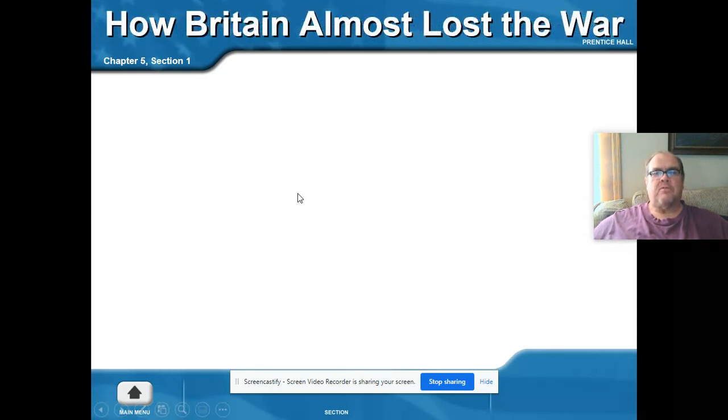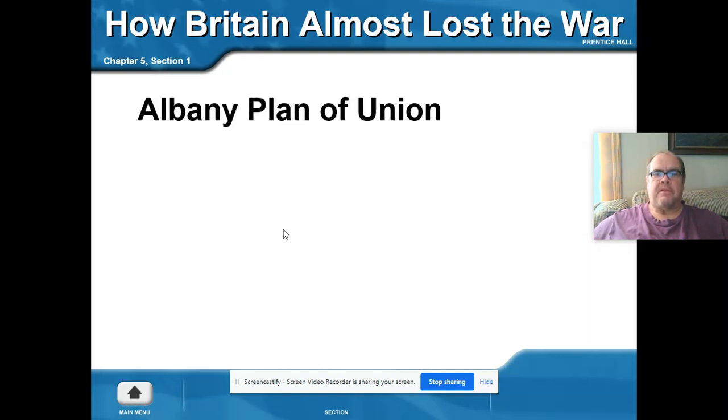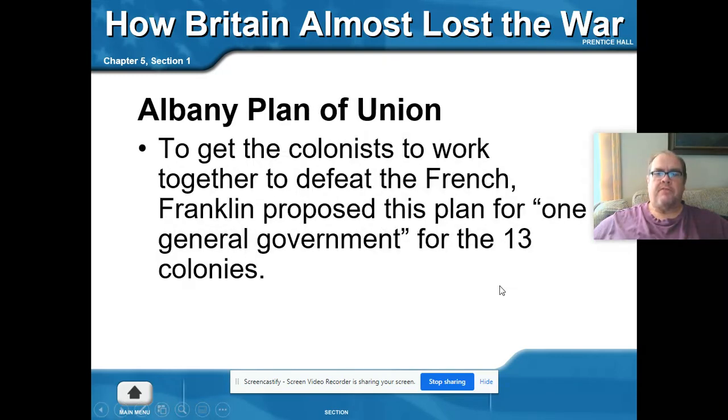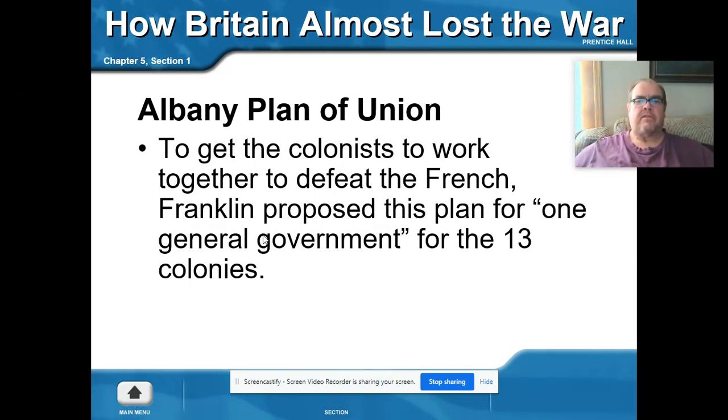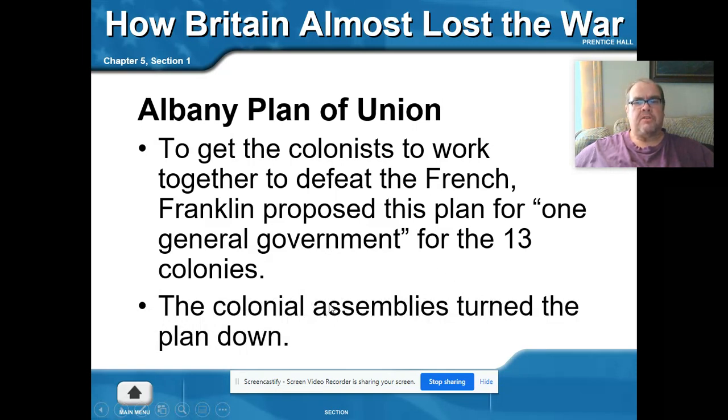Now, early on, the British were making a lot of mistakes and having a bad time. First problem, the Albany Plan of Union. This was proposed by Benjamin Franklin as a way to get the colonists to organize themselves to work together to defeat the French, that they would make up a general government of the 13 colonies. Well, that didn't go over well because the colonial assemblies refused to give up any of their power, so they turned it down. So that would have been helpful to win the war if they had been unified in who they were fighting against. So that's strike one.